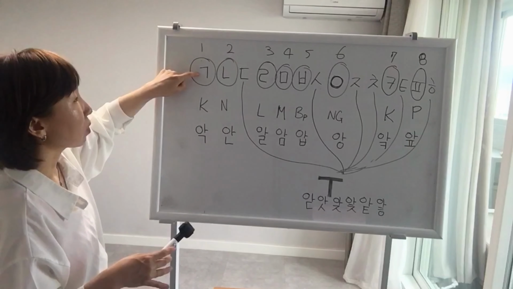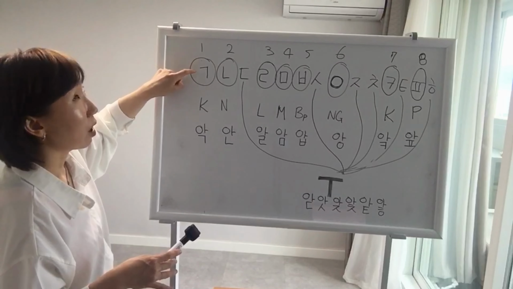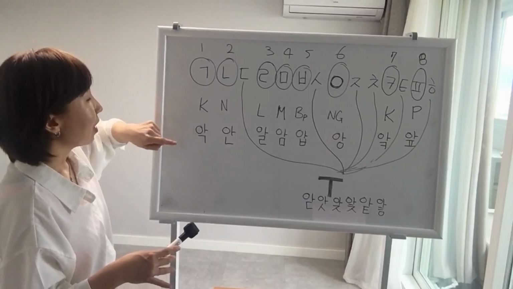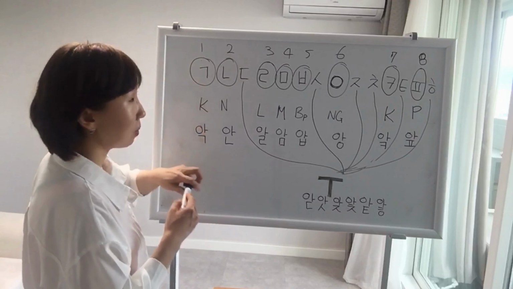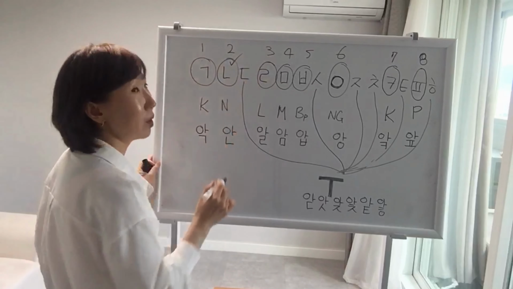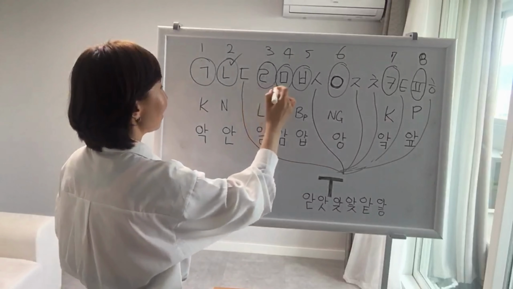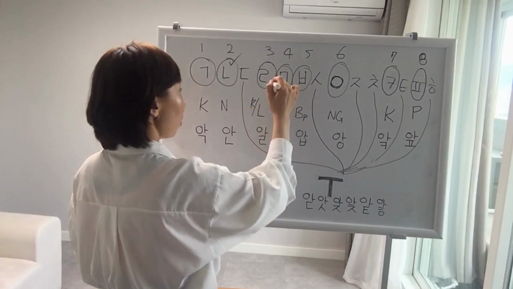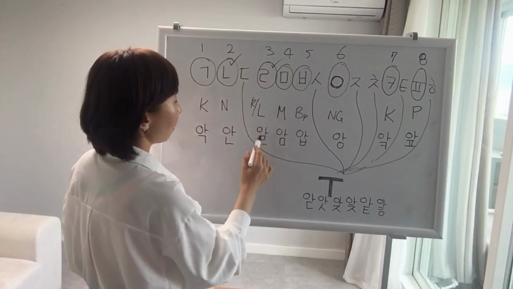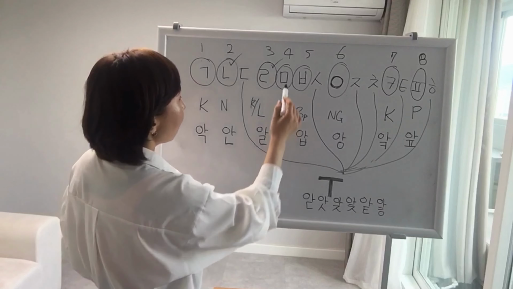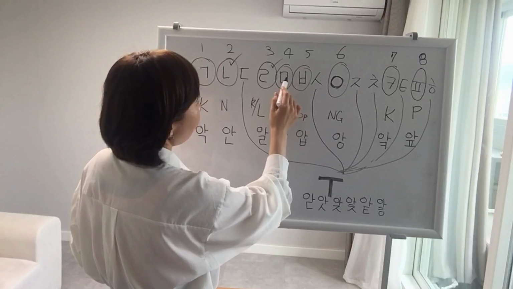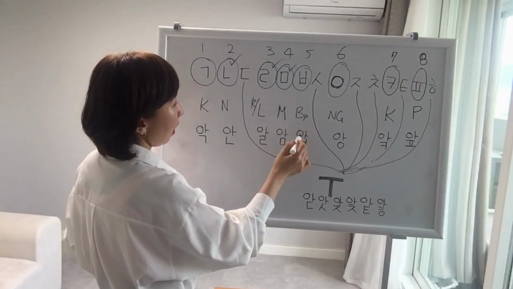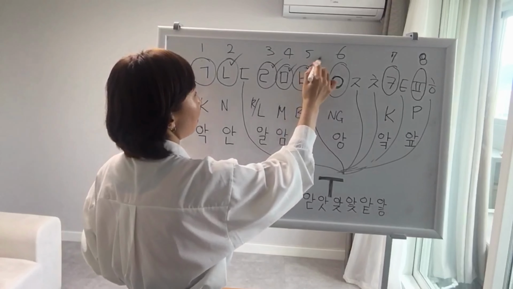So this one was originally a G sound with the giyeok for the G, but when it comes to the bottom, it sounds more like K. So ak. And then the N is the same. So this one is a nice one, the same. And then this one, the rieul for the R or L, is also kind of the same. It's more like L, but R, right? And then the mieum for the M, this is also the same. And then bieup for B, it's also the same.